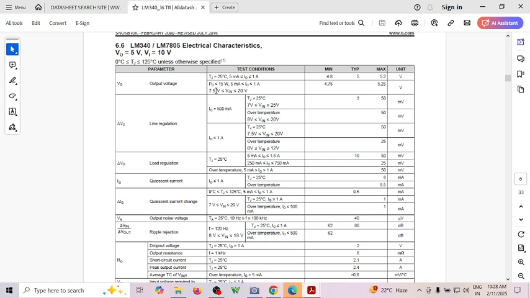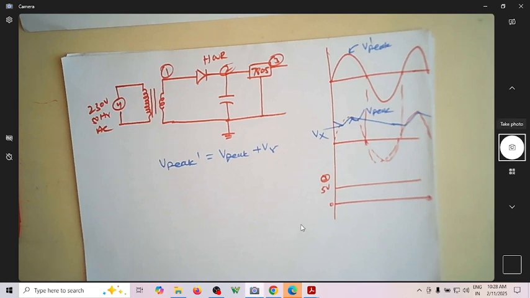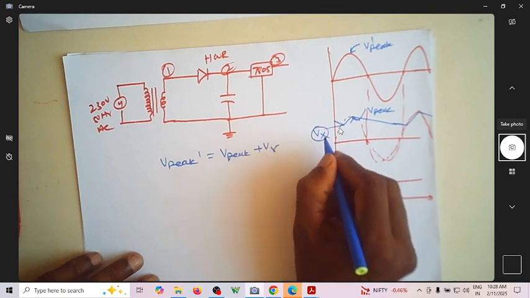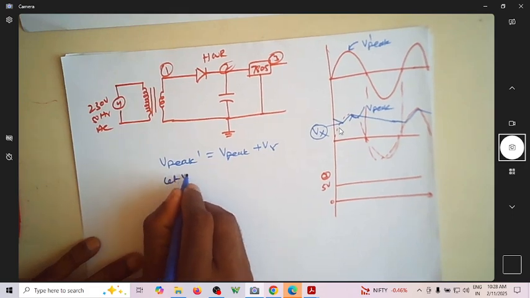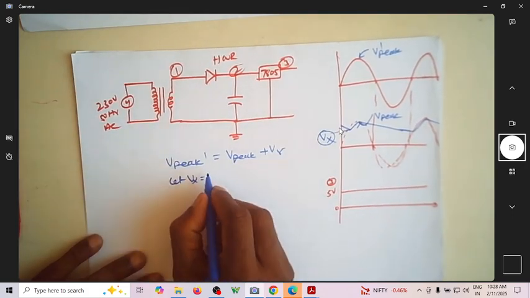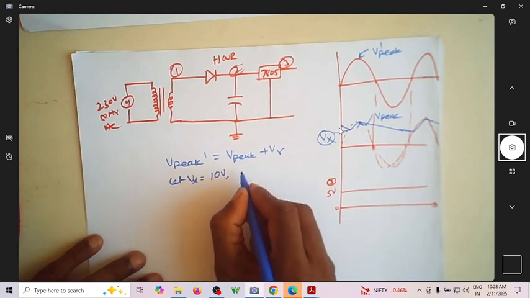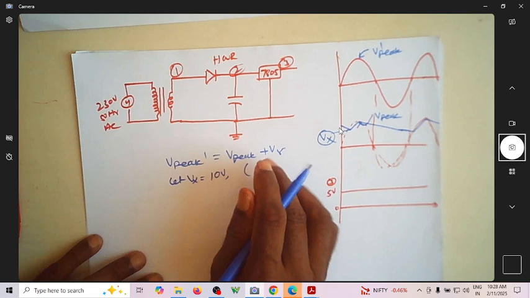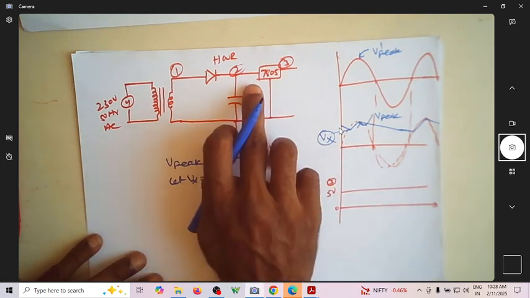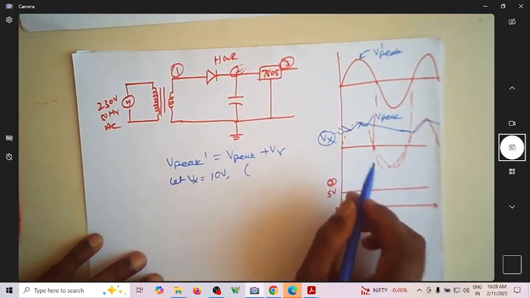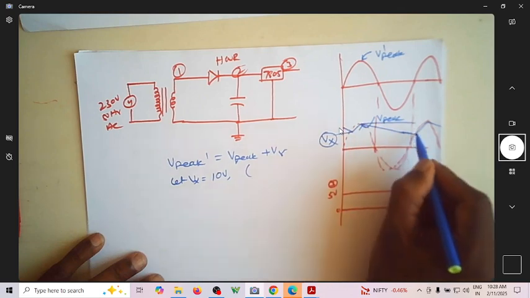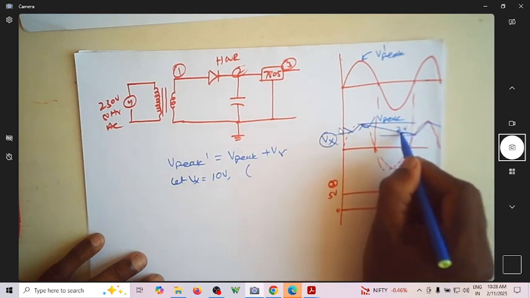Now, since that's what we are talking about, what should this Vx be? Vx should be more than 7.5. To have some tolerance, let us take Vx as 10 volt. Now that we have started designing, let Vx be 10 volt, because this is certainly more than the minimum required 7.5. So if it is 10, it is always more than 7.5. Let us have a ripple voltage of around 2 volt here.